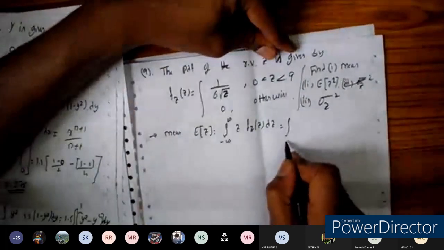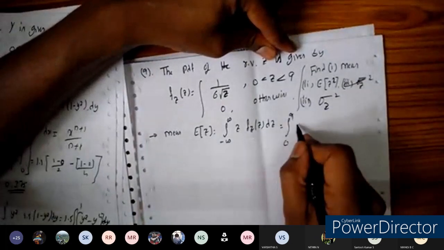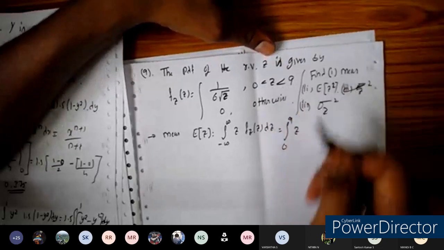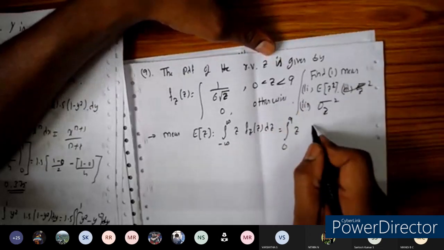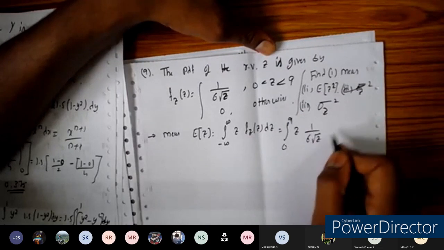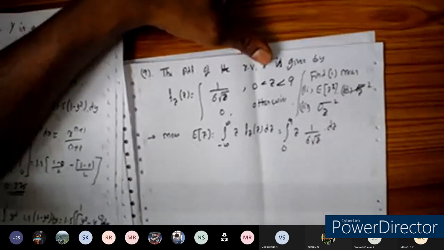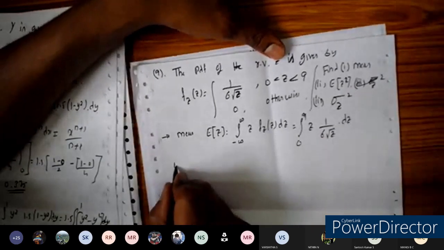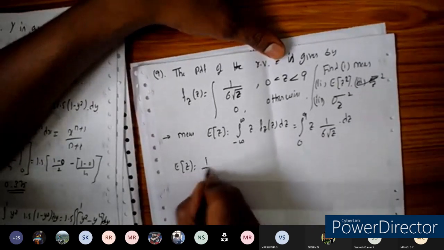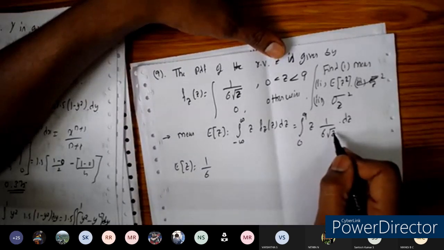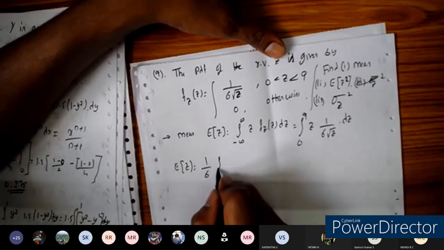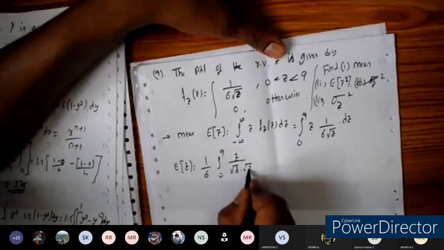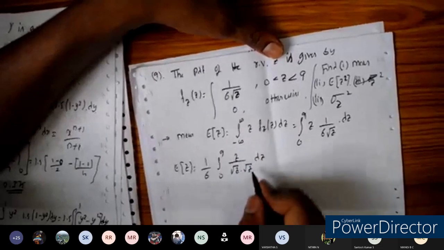So let us substitute here. It is from 0 to 9: the upper limit is 9 and the lower limit is 0 because it has been defined from 0 to 9. So z into fz of z is 1 divided by 6 root of z, into dz. You can take 1 by 6 outside the integral, and z divided by root of z into dz.